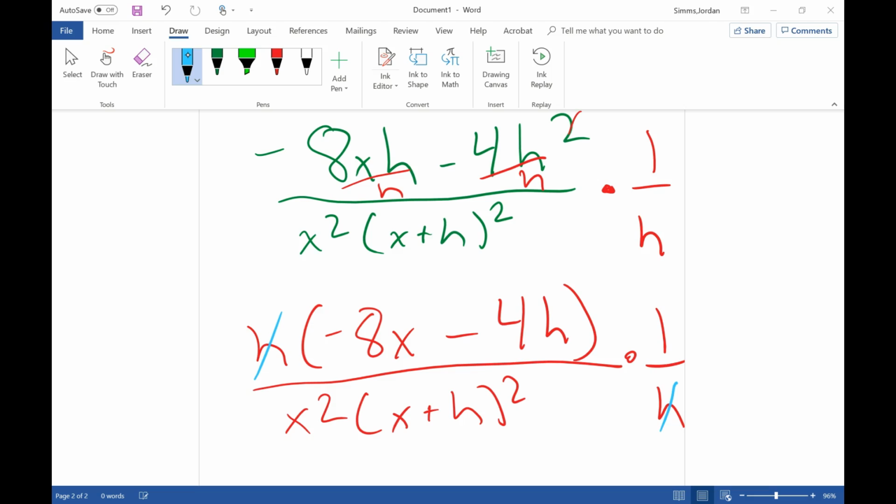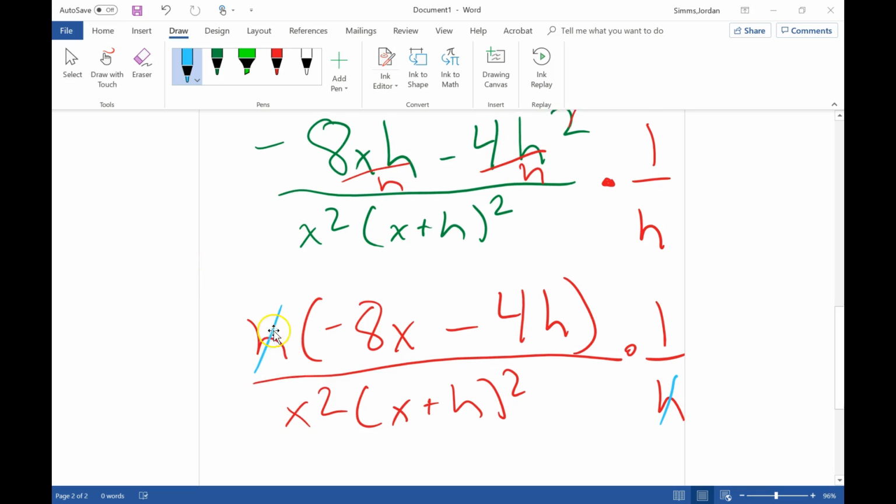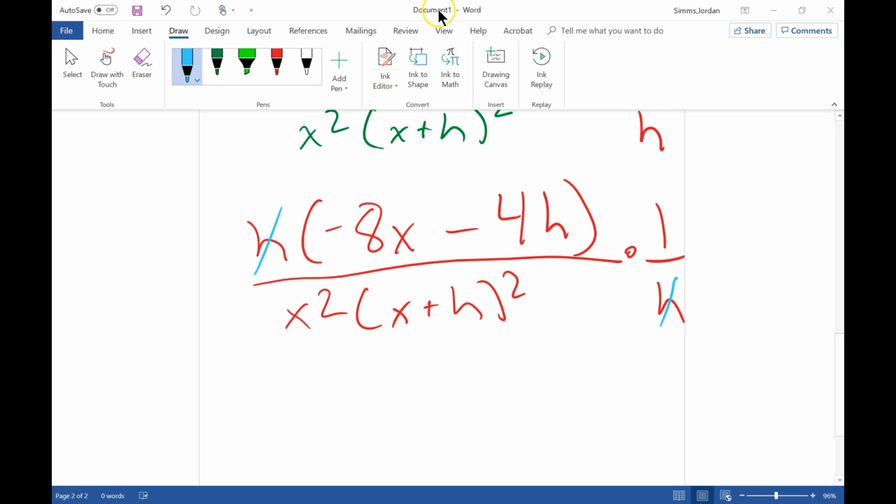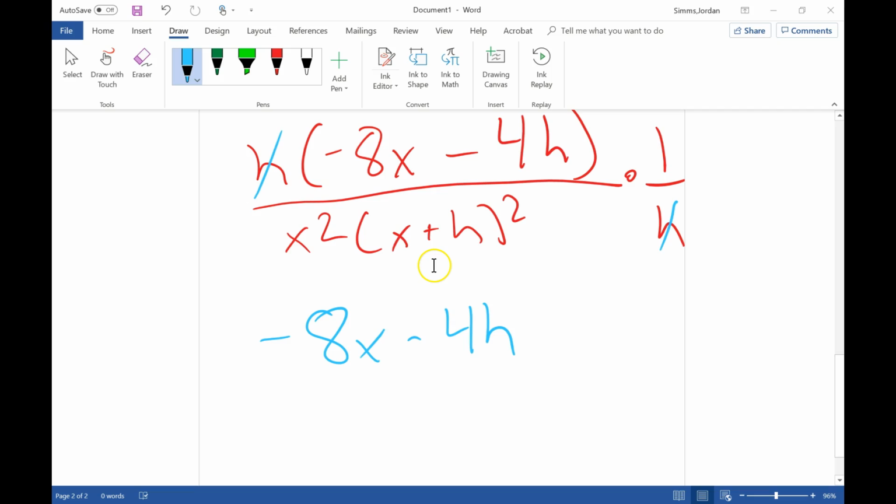I have an h and an h. Remember, before we cancel stuff, we have to factor, right? When we cancel, we're really dividing. So I can't just go to town and start wiping stuff out. I have to factor first. Now let's do the top. We have negative 8x minus 4h times 1, which is essentially what we had, right? Negative 8x minus 4h. I don't need brackets up here anymore because I've gotten rid of that h that has been canceled, over our common denominator, x squared times x plus h.